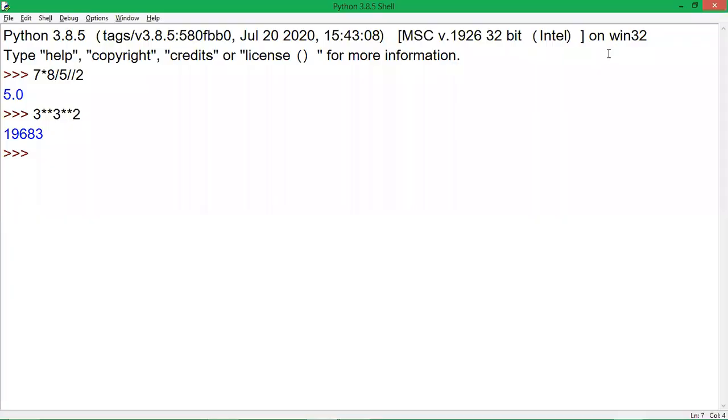Now we'll evaluate the expression. 6 into 3 plus 4 exponent 2 modulus, that is floor division by 5 minus 8. So your result is 30.